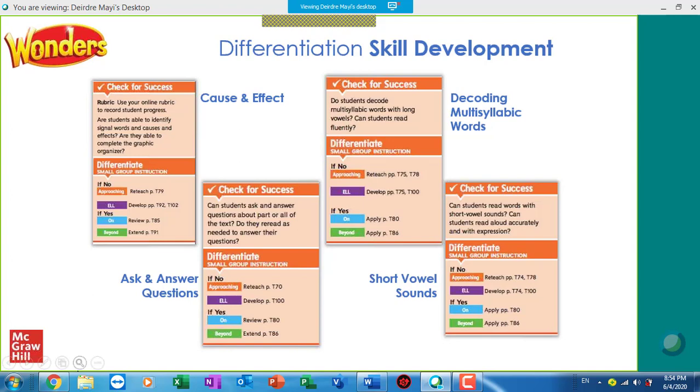But what if that no has everything to do with the fact that my student is an English learner? There's another page number to which you can go and find small group instruction. If students are able to ask and answer questions and reread as needed to answer their questions, if you want maintenance of those skills, you'll go to the page number where the on level is listed. But of course, for students who are in need of a challenge or an extension, and they are more than capable of doing the things that the check for success mentions, you are able to go to a page number where you will find those all-important extensions.